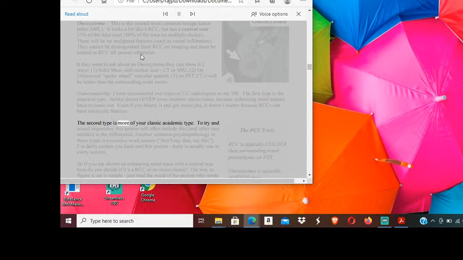The second type is more of your classic academic type. To try and sound impressive, this person will often include this, and other rare entities, in the differential. Another common psychopathology in these types is excessive word Nazism. Don't say that, say this. I am fairly certain you have met this person. There is usually one in every section.